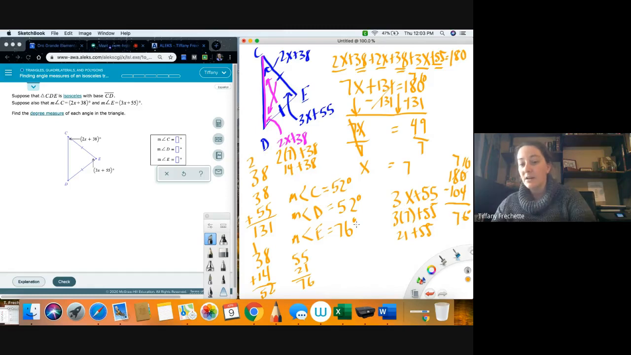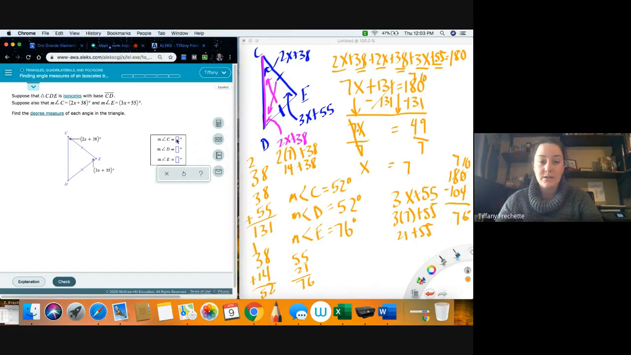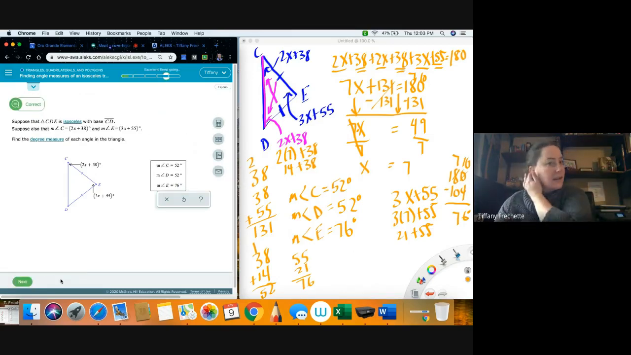So either way, I got 76 degrees. I can plug it in, or I can try the triangle angle sum theorem. This is actually a good check to make sure that they do, in fact, all add up to 180 degrees. Because if I ended up with a different number from plugging it in and doing the 180 degrees, something went wrong in the math here, and I need to go back and check. All right, so let's go ahead and check this. We have 52 and 52 and 76. All right, check. And we got it right.